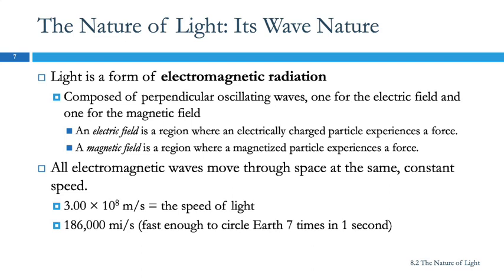Right? How fast is that? That's equivalent to 186,000 miles per second, which is fast enough to circle the Earth 7 times in 1 second. I mean, if you had a globe and you're trying to move your finger around the globe 7 times in a second, you'd kind of have a hard time doing that. But this light can actually go around the Earth 7 times in 1 second. I mean, it's just incredibly fast.